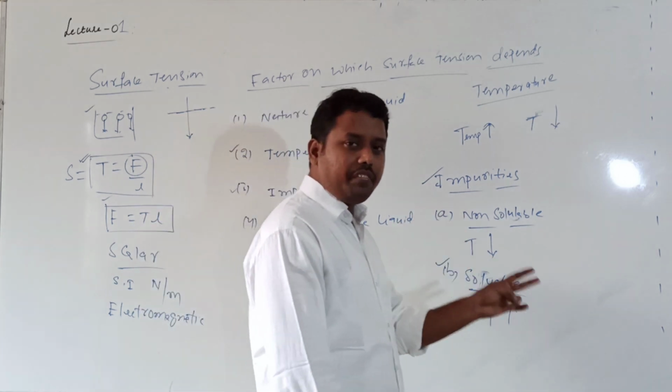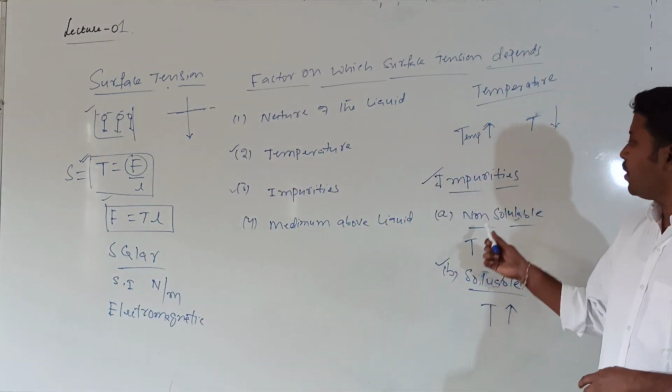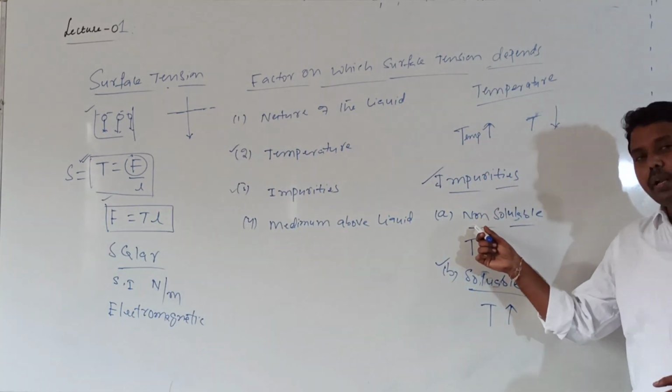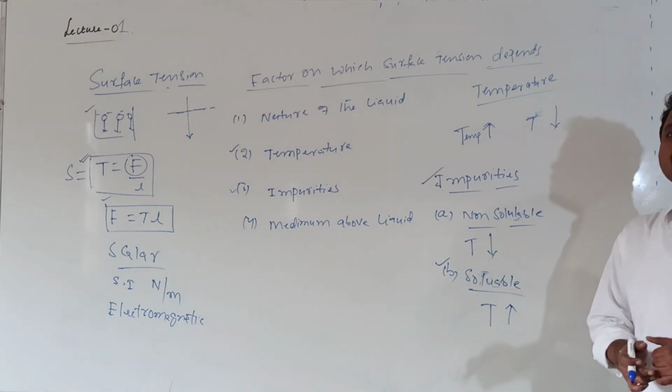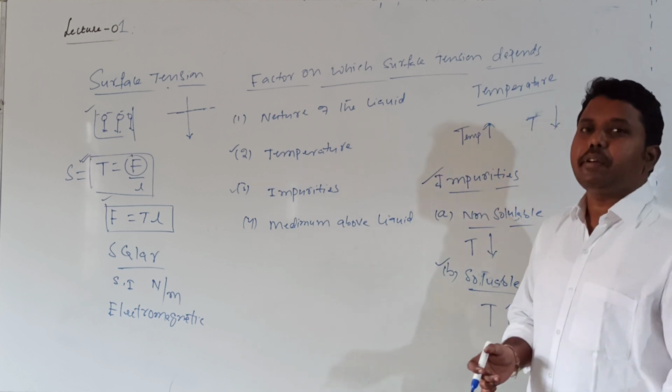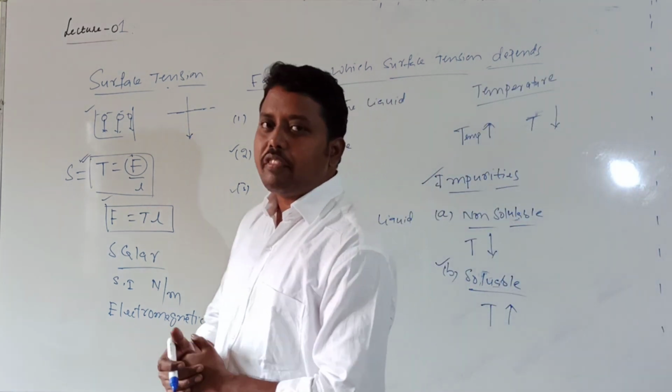So you can vary the surface tension of a liquid by adding impurities. You can add solvable impurities or non-solvable impurities. Solvable impurities will increase the surface tension. Non-solvable impurities will decrease the surface tension.